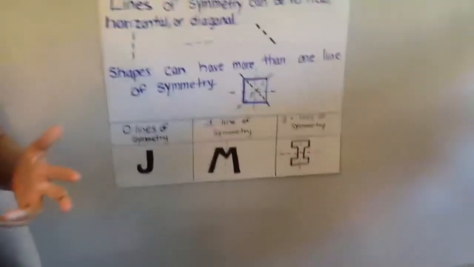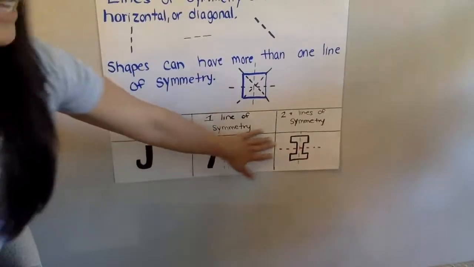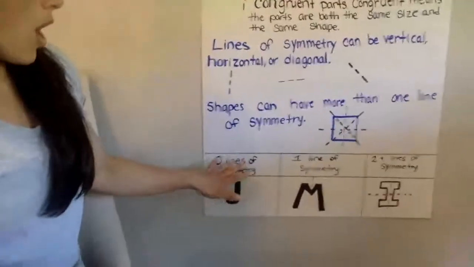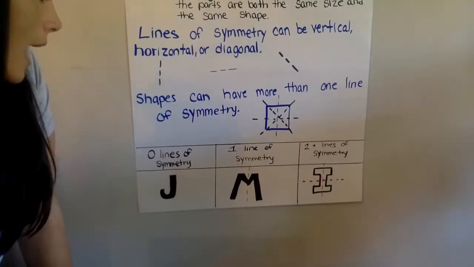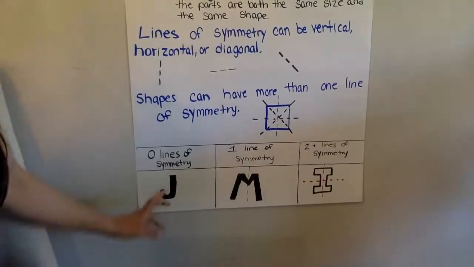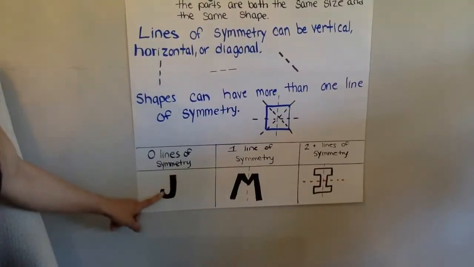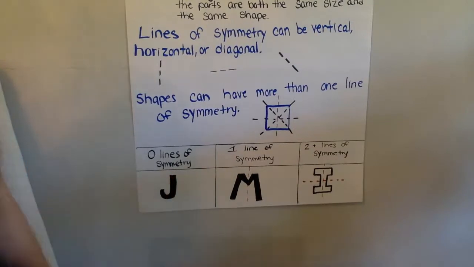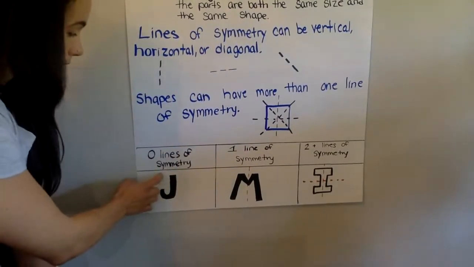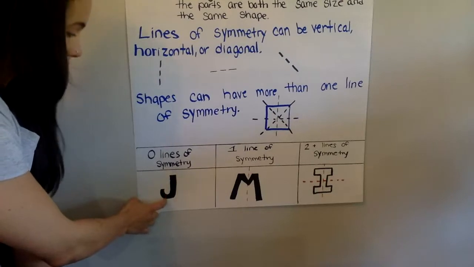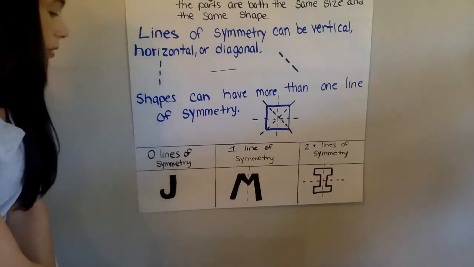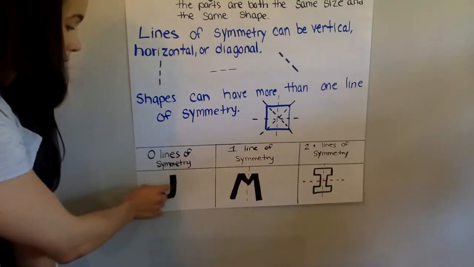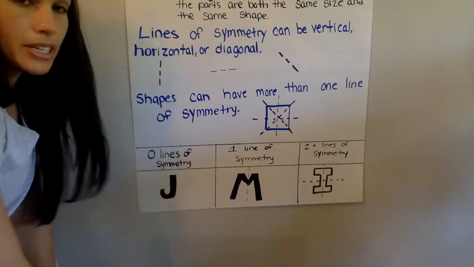Now, I drew some examples. So, 0 lines of symmetry. Shapes can have 0 lines of symmetry. So notice I drew a J. There would be no way, if I was to draw a line down this over here, this part of the J would not match up with that. So that would be 0 lines of symmetry. Even if I tried going horizontal, the top would not match up to the bottom.